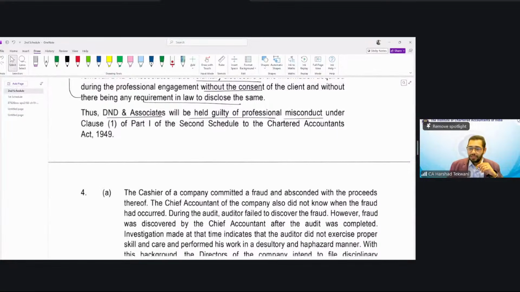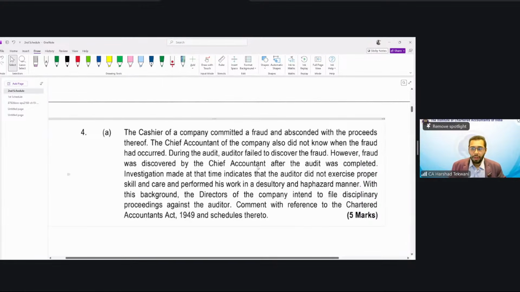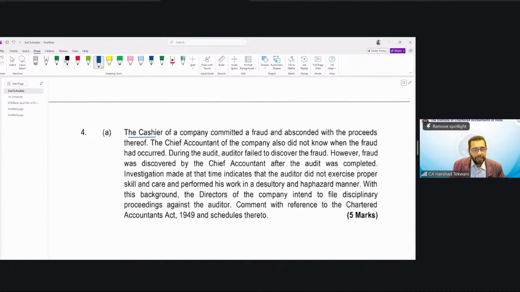And I would say this is a very good question, because through this question we will now understand a very common, very important set of particular clauses that I want to discuss. The cashier of the company committed fraud and absconded with the proceeds thereof. The chief accountant of the company also did not know when the fraud had occurred. During the audit, the auditor failed to discover the fraud. However, the fraud was discovered by the chief accountant after the audit was completed.